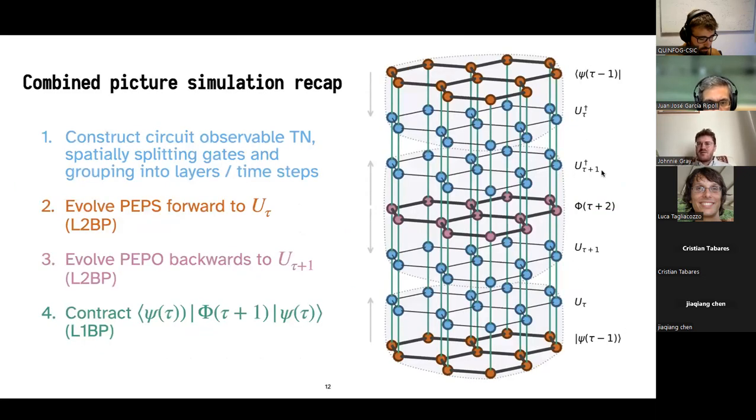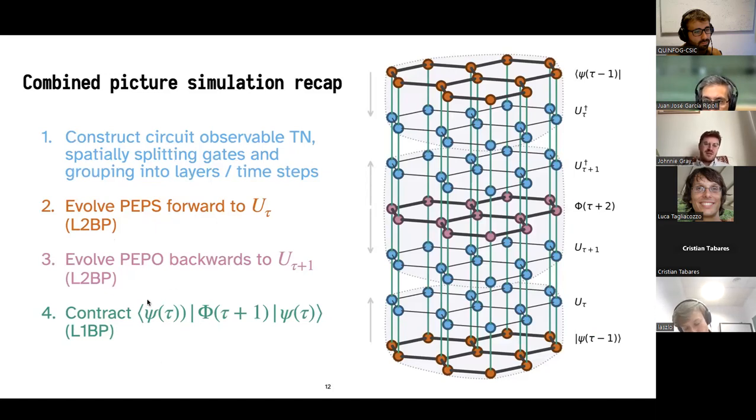Okay, so just to recap, having introduced all of these things, we construct our circuit or evolution observable tensor network that involves spatially splitting gates and grouping them into layers. This is all very easy and cheap. We evolve the PEPS, the red thing, forward in time using this lazy two-norm compression. We evolve the PEPO backwards in time using the same compression. And then finally, we use this L1BP contraction to estimate the global contraction of the overlap.